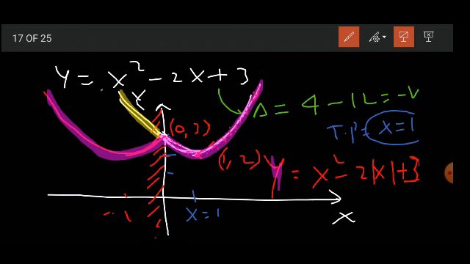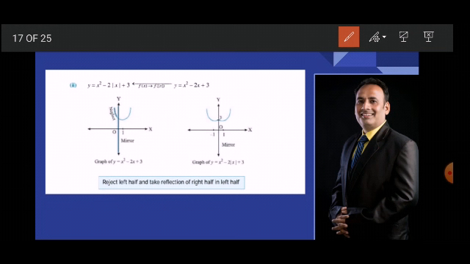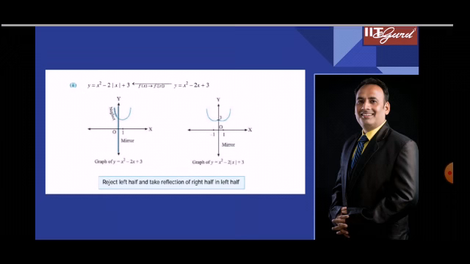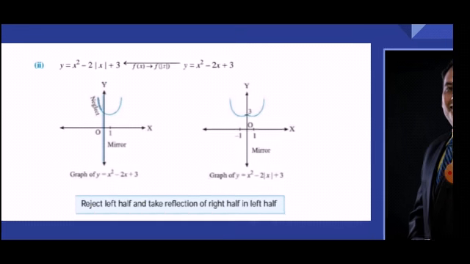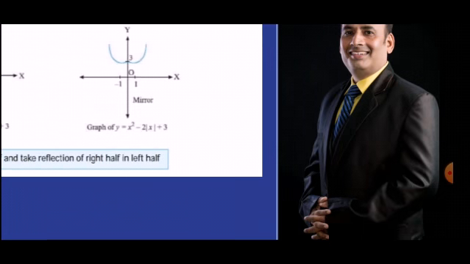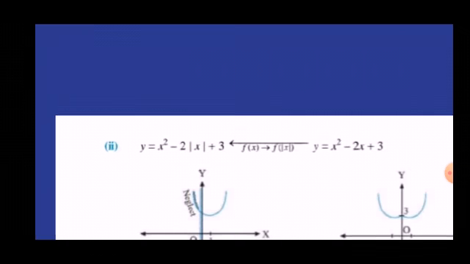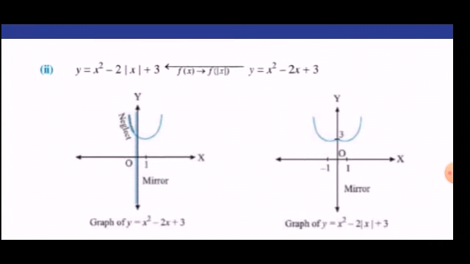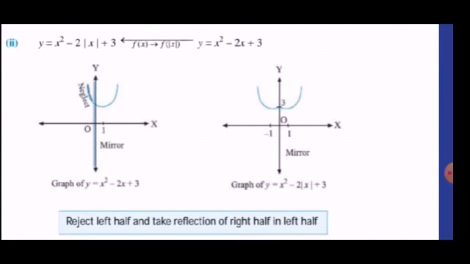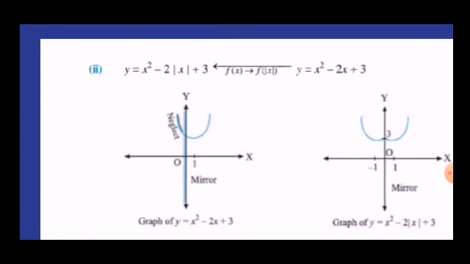Let's see this slide, what we have done here. The portion here is x square minus 2x plus 3. First of all you have to draw this portion, x square minus 2x plus 3.